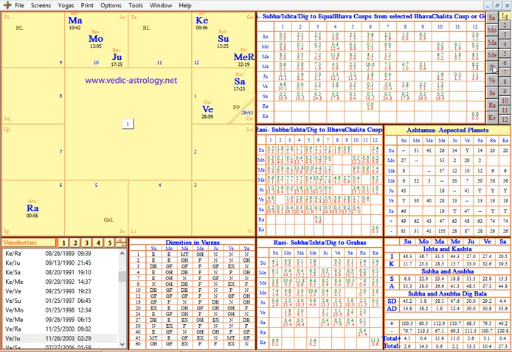So we want to click on here, on this upper right hand table, and click on Jupiter. Now all these calculations up here have been updated from Jupiter's point of view. So when I go to the fourth house, I'm looking at the fourth from Jupiter. And I can see that Venus is influencing the fourth from Jupiter to 3.2 points. So it's going to give that yoga to 3.2 points.